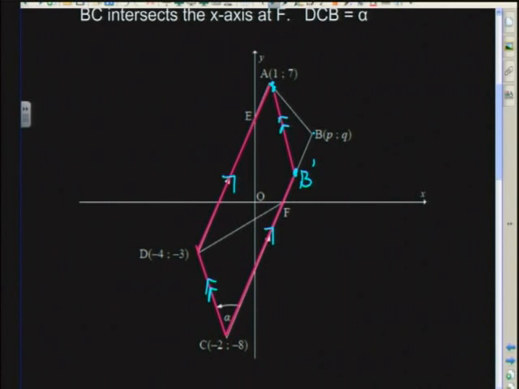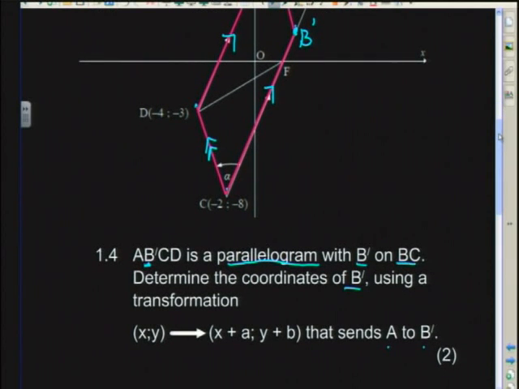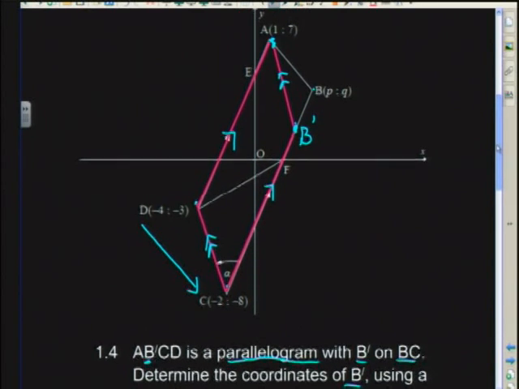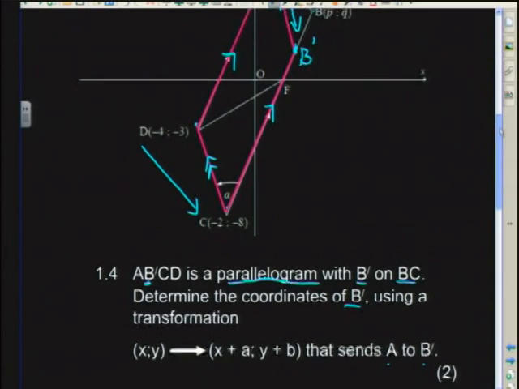Okay, so that means they're equidistant. So the distance from A to B is going to be the same as the distance from C to D. So what I'm getting at is if we can work out the transformation that will move D to C, we can then use the same transformation to get us from A to B. Okay, so let's see what happens.